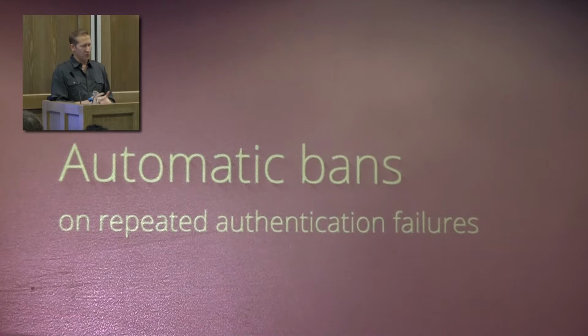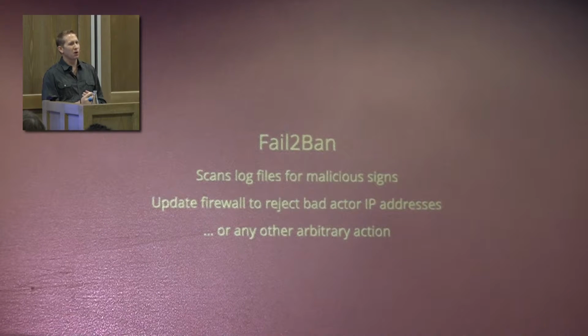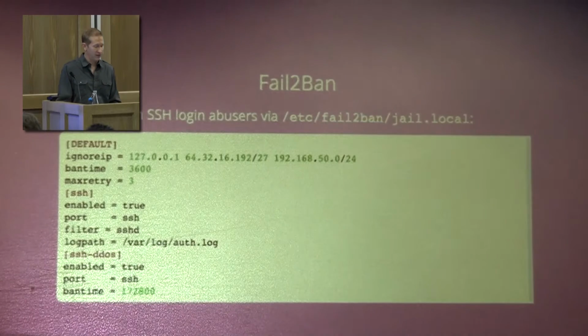One thing I'm just going to go through really quickly is the notion of automatic bans on repeated authentication failures. I use a tool called fail2ban. It looks at log files for malicious signs of behavior. It will automatically update your firewall settings to reject the IP addresses of bad actors. You can also take any other arbitrary action that you want. You can have it notify you, anything that you want it to do, it can do.